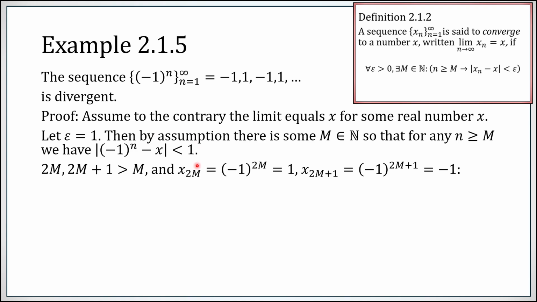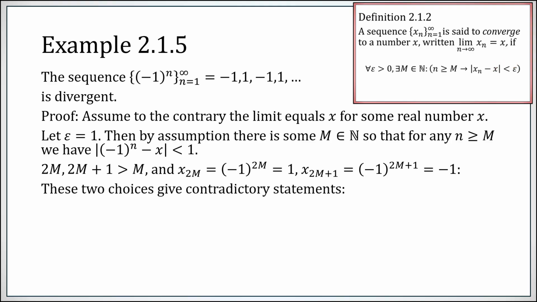My sequence will therefore spit out a positive 1 and a negative 1. So this inequality that I'm highlighting in the upper right must apply for a 1 and a minus 1, whatever x is, with epsilon equal to 1. This gives two contradictory statements. First, the distance from 1 to x must be less than 1. This tells me that x must be bigger than 0. But the distance from minus 1 to x must also be less than 1, so x must now be less than 0. x cannot be both bigger and less than 0. So there is no limit to this sequence.